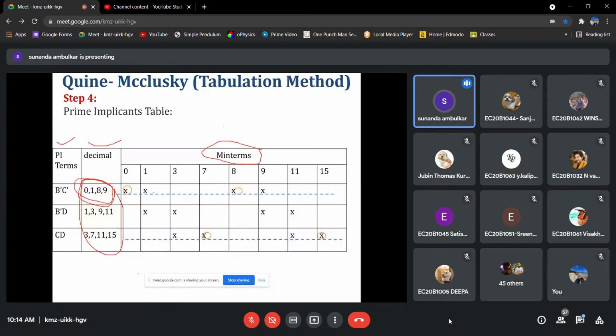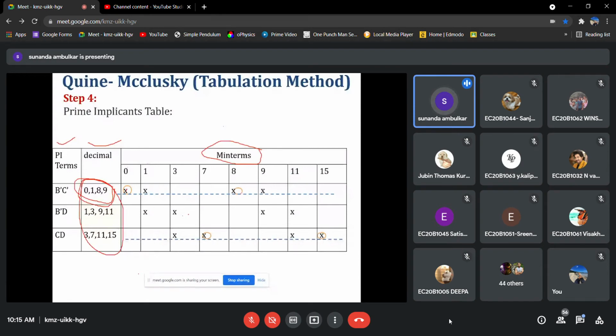1 also belongs to B dash C dash and B dash D, so we put a cross mark. Again, 3 belongs to B dash D and CD, so we put a cross mark. 7 belongs to only CD. 8 belongs to only B dash C dash, and 9 belongs to B dash C dash and B dash D. 11 belongs to B dash D and CD, and 15 belongs only to the CD prime implicant. So we have identified which min terms are part of which prime implicants.